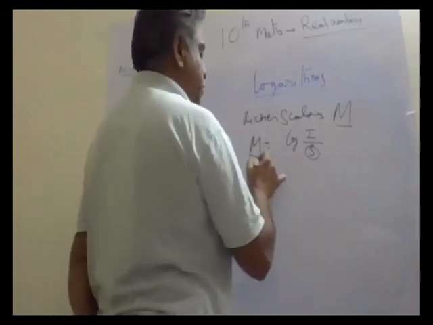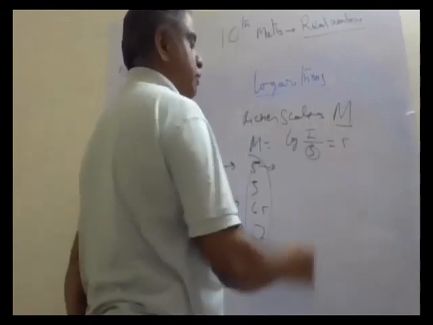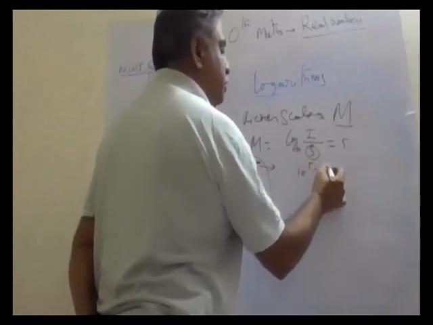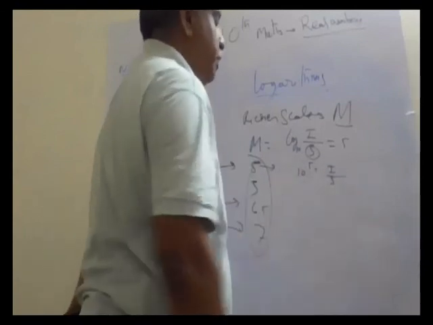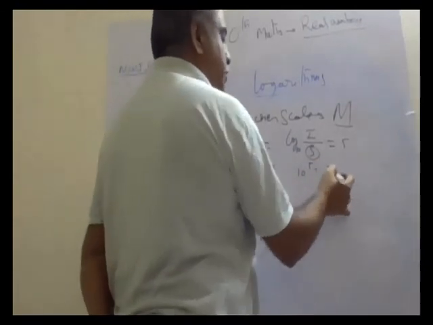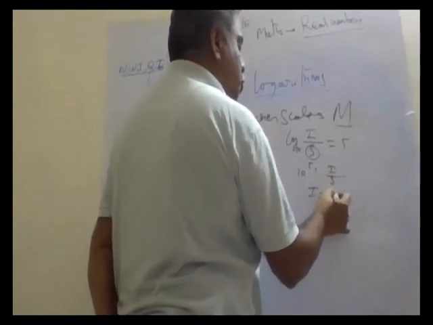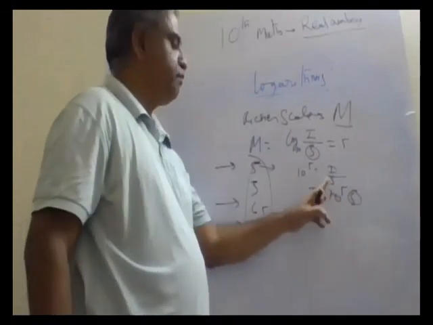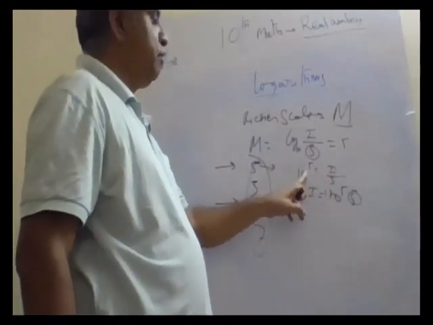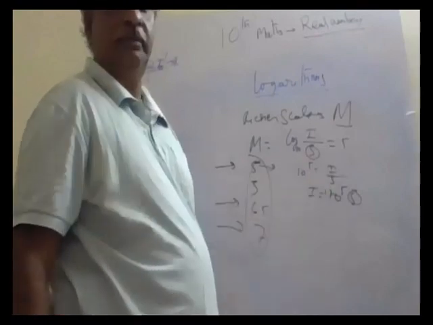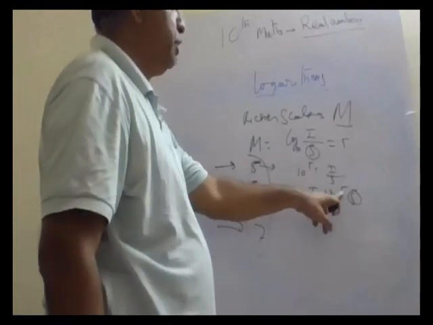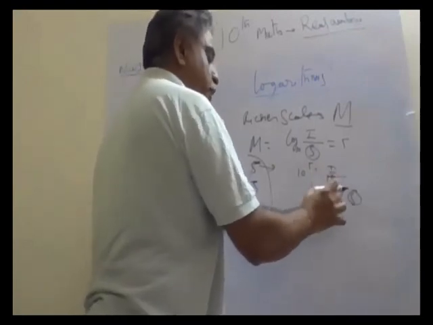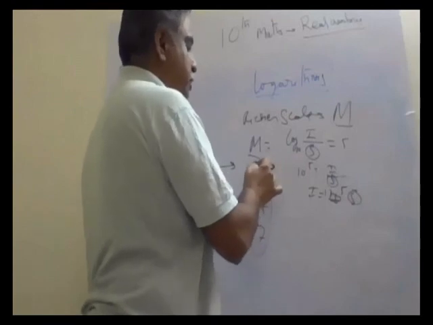Suppose I take M as 5. Then 10 to the power of 5 is equal to I by S. That means the intensity is 10 to the power of 5 times the minimum tremor. See how many times: 10 to the power of 5 times. This is the lowest tremor we call the standard.